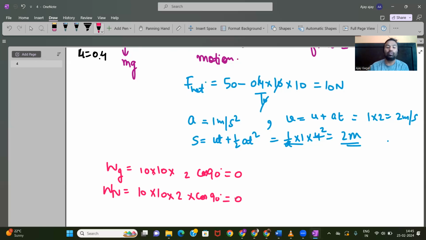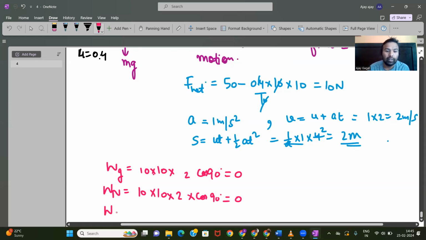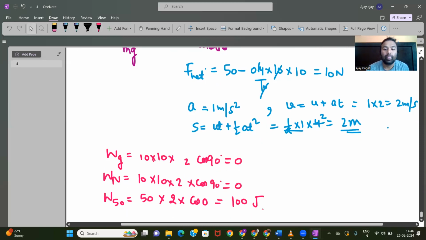Now we are left with 2 forces. That is work done by the external agent. So let me calculate work done by 50 newtons. So 50 newtons is in the positive x direction and the displacement of the body is 2 meters and the angle between them is 0, cos 0. So it is going to be 100 joules.